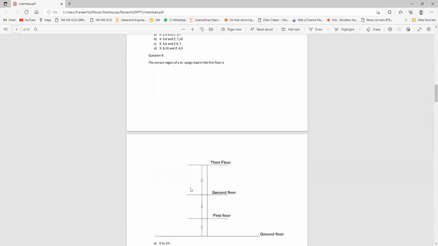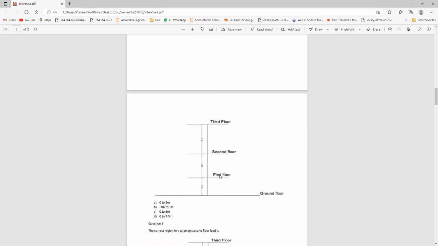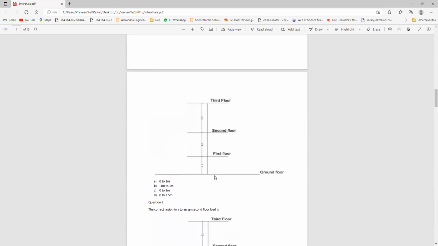Now question 8: the correct region of Y to assign the load in the first floor. When we assign a floor load, again we give a Y coordinate. Just now we calculated X and Z coordinates, similarly the Y coordinate. In this given plan there is a first floor, second floor, and third floor. The first floor is 3 meters, the second floor is 4, and this is 4. If you want to assign the height of the first floor, the range has to be 0 to 3. So option C is the right answer.